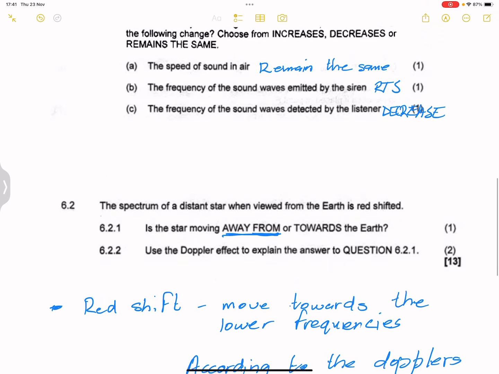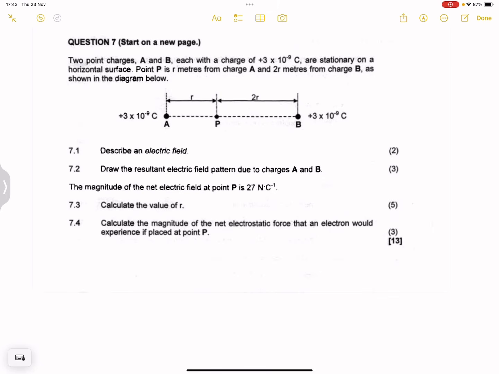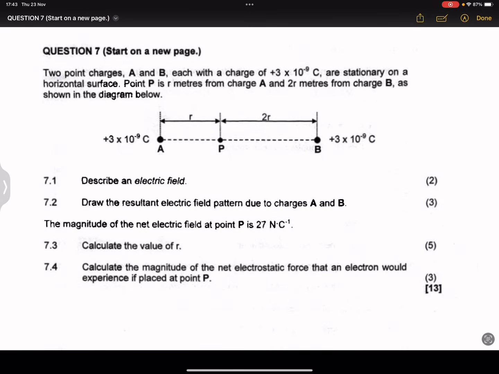All right, and let's look at the next question. All right, looking at question 7. They say we've got 2 point charges, A and B, which each have a charge of 3 times 10 to the minus 9 coulombs, and are stationary on a horizontal surface. They say point P is r meters from charge A and 2r meters from charge B, as shown in the diagram. Now the first thing they want us to do is to describe an electric field. We know that this is the area where electrostatic force is felt per unit charge.